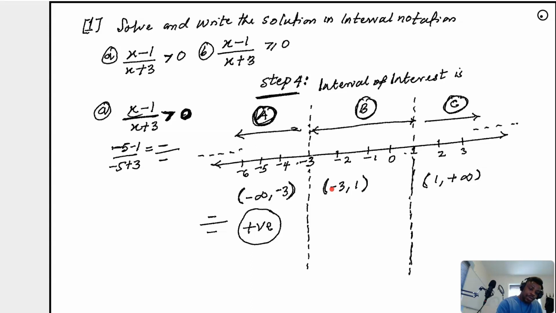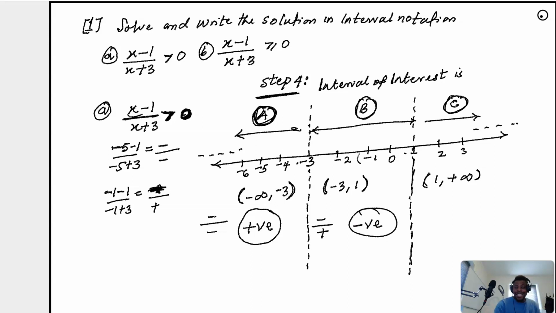Part B, pick a number between minus 3 and 1. Okay, let's say I'm picking minus 1. So let's put my x as minus 1. So minus 1 minus 1 divided by minus 1 plus 3. Minus 1 minus 1, that is minus 2. So that simply means negative, right? The numerator is negative. Divided by minus 1 plus 3, that is plus 2. So the denominator is positive. So minus divided by plus is negative. So part B is negative.